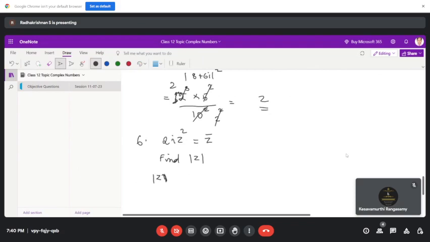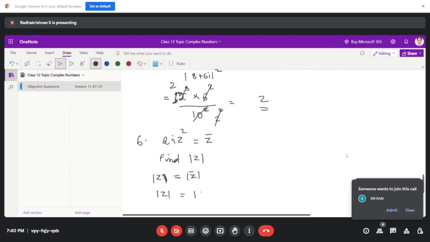Mod of z and mod of z conjugate. What is the relation between the two? Equal, because z conjugate is a mirror reflection. Therefore, the mod will be the same. We can visualize that. So mod of z equals mod of z conjugate. Therefore, your mod of z, whatever they're asking, is the same as mod of z conjugate.